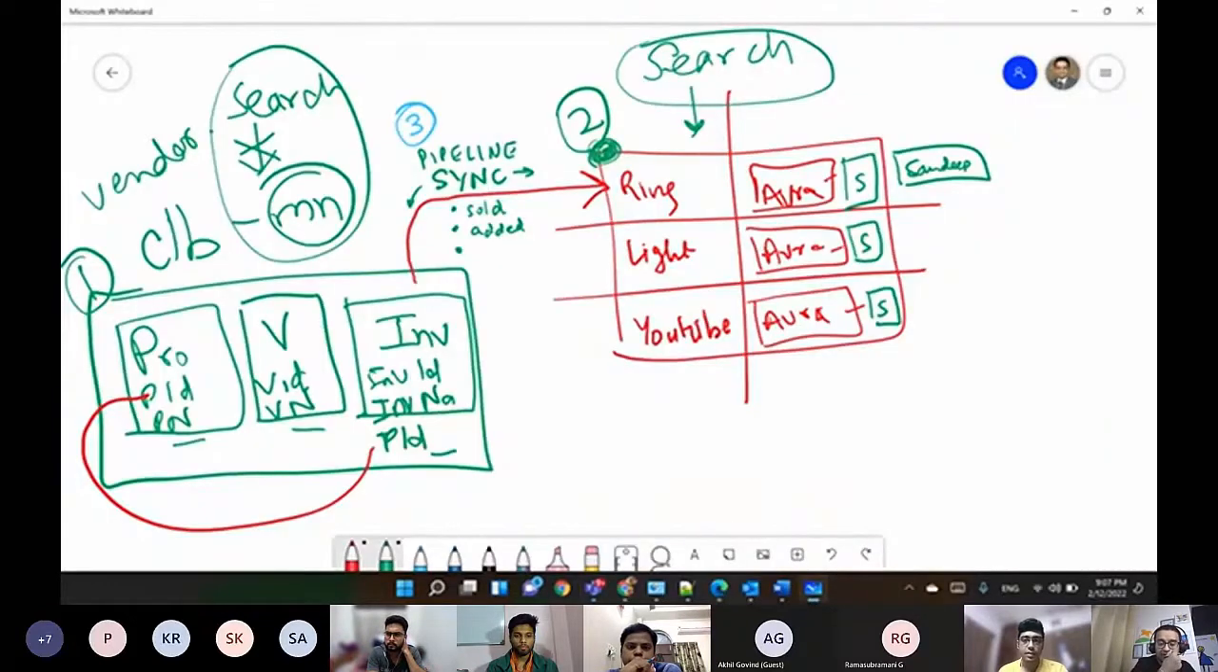So my question to Ovro is, this pipeline sync service, you said it will be triggered whenever an item is sold because you have to update inventory. You have to update whenever a new item is added so that you can build this index. You said there are other triggers? Yeah. If any product is going out of stock, and also a product is coming from out of stock to in stock. So basically stock updates.